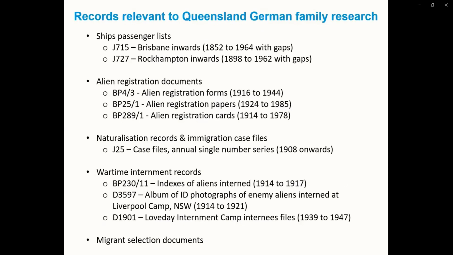I've included here a list of examples of the kinds of files held by the National Archives that are relevant for German family research. This is just a selection, a starting point, really. We hold passenger lists for numerous ports, alien registration documents, naturalization and immigration case files, internment records and migrant selection documents. And we'll be looking at examples of these today.